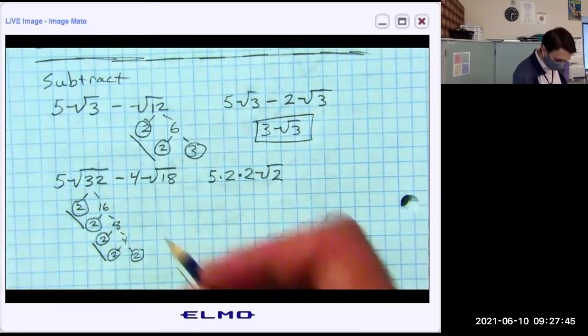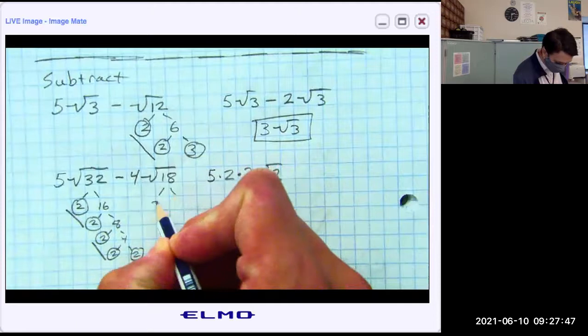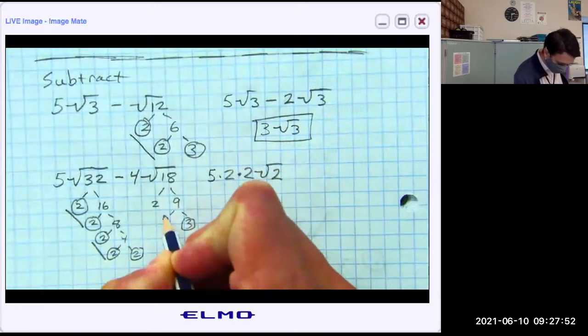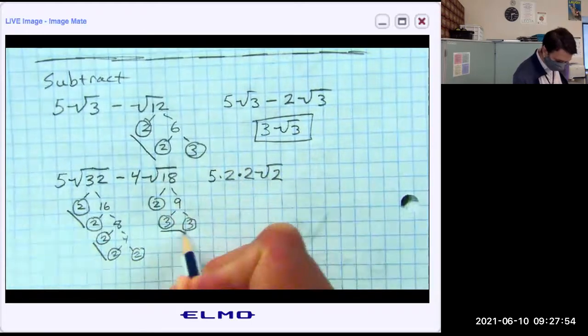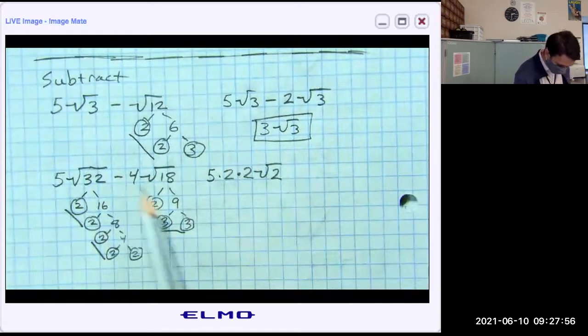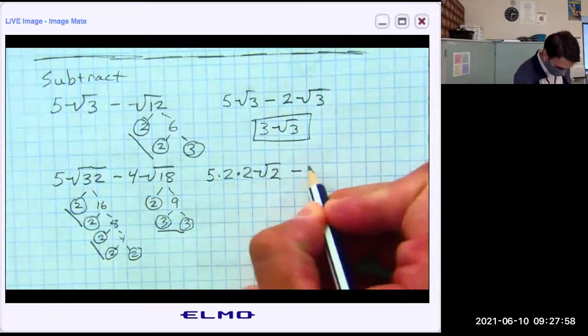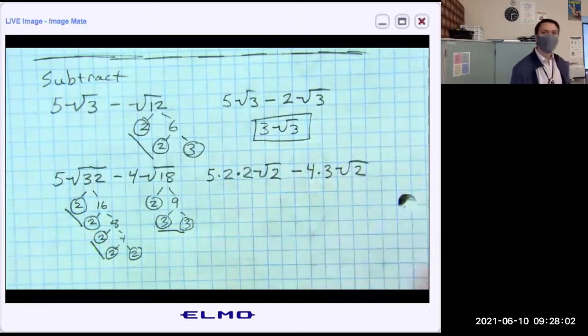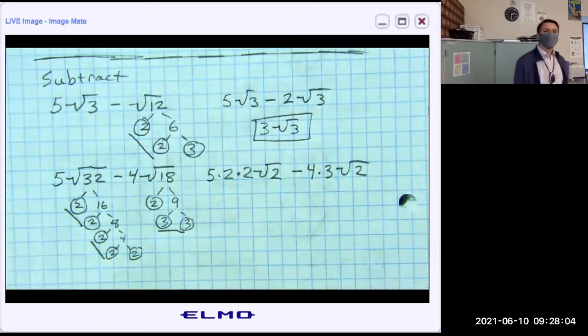Okay, now let's break apart the 18. 2 and 9, 3 and 3. So it looks like we have a pair of 3s. Oh, and there's a 4 out there in front. So this is going to be minus 4 times 3 square root of 2. This is about as long as they get. It's probably the longest simplifying subtracting problem you'll see.